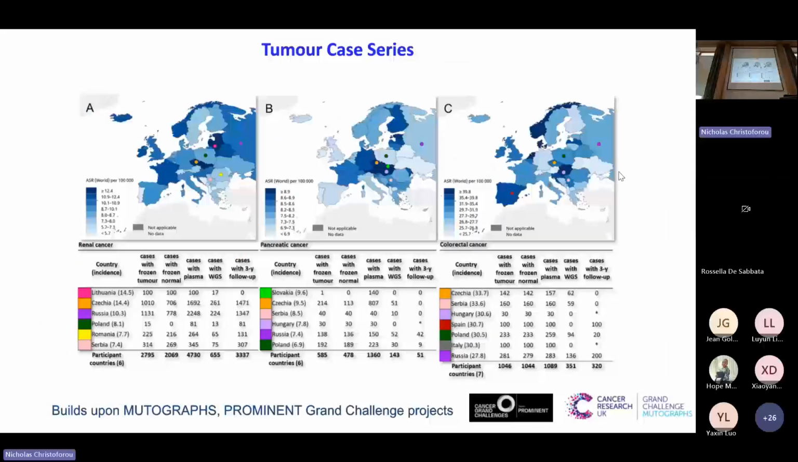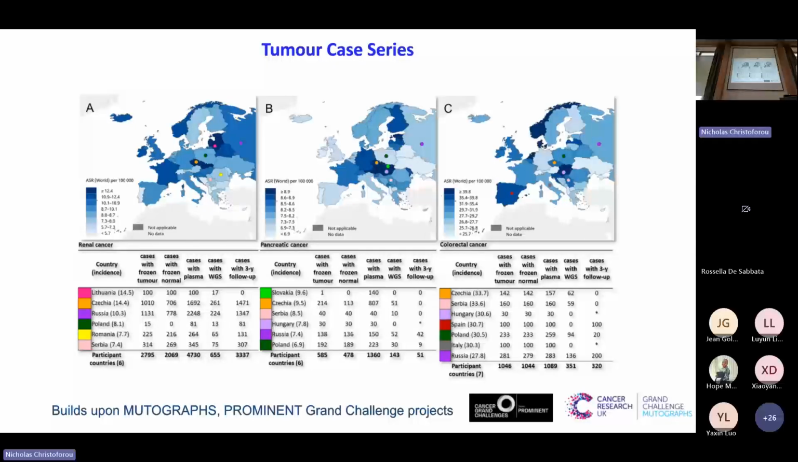We also have tumor case series. An important part of this study is not just working on blood samples and cohorts, but also using tumor samples which have been collected, where we have, for example, whole genome sequencing and other multi-omics performed on the samples. Again, we are trying to capture countries which have high and low rates of these different cancers. For example, we're making use of samples collected as part of the Mutographs Grand Challenge, so we have kidney, pancreatic, and colon samples from many of the Eastern European countries.